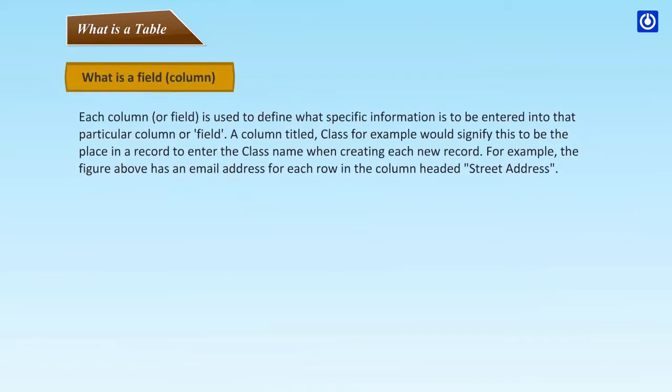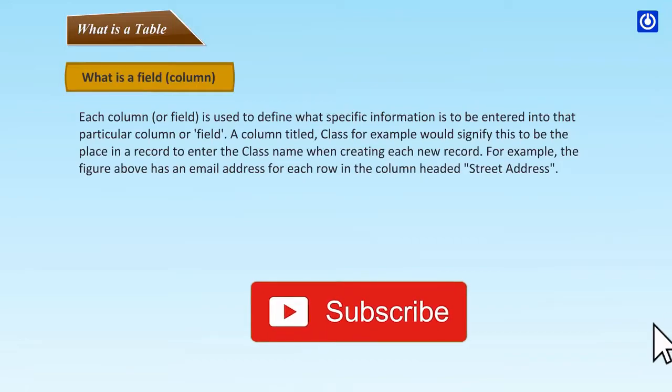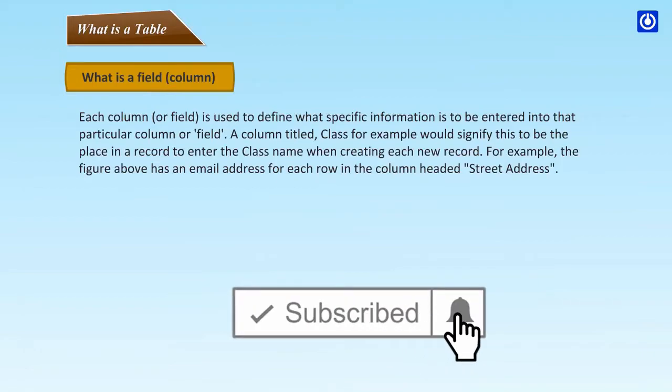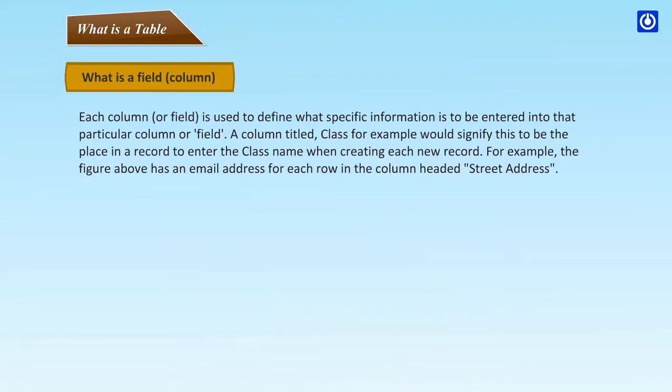What is a field or column? Each column or field is used to define what specific information is to be entered into that particular column or field. A column titled Class, for example, would signify this to be the place in a record to enter the class name when creating each new record. For example, the figure above has an email address for each row in the column headed Street Address.